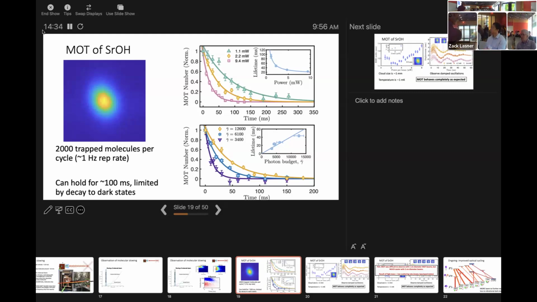Another way to look at the photon budget limit to the lifetime is we can just turn off some of the late repumpers after we've loaded the MOT and then see how the lifetime changes after that. So our full photon budget is around 13,000 photons per molecule, and that's where we get this long lifetime. If we start cutting out repumpers, we can decrease that photon budget, and the lifetime just scales linearly as we would expect.